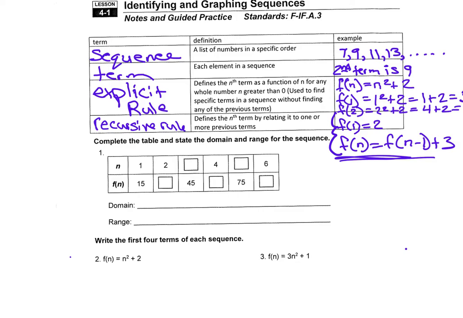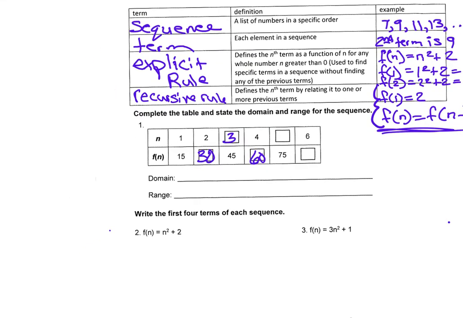It says to complete the table and state the domain and range for the sequence. So if n is 1 and the function of n is 15, what is your function of n going to be when n is 2? 30, right? So this would have to be 3. When n is 4, what's the function of n? 60. So what is our explicit rule? The function of n is going to be 15 times n, or the way you saw it before, y equals 15x. Make sense? It's how you write them.